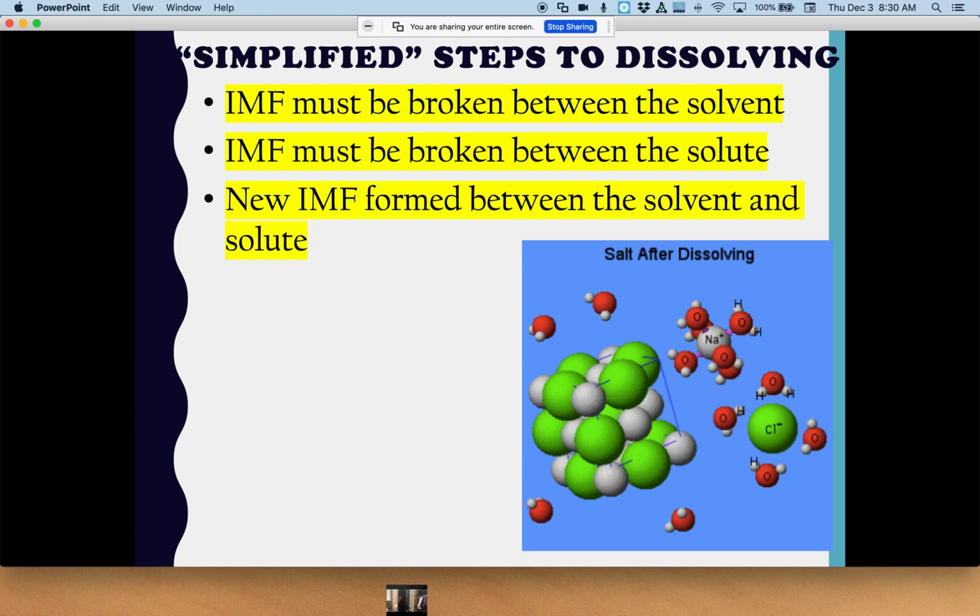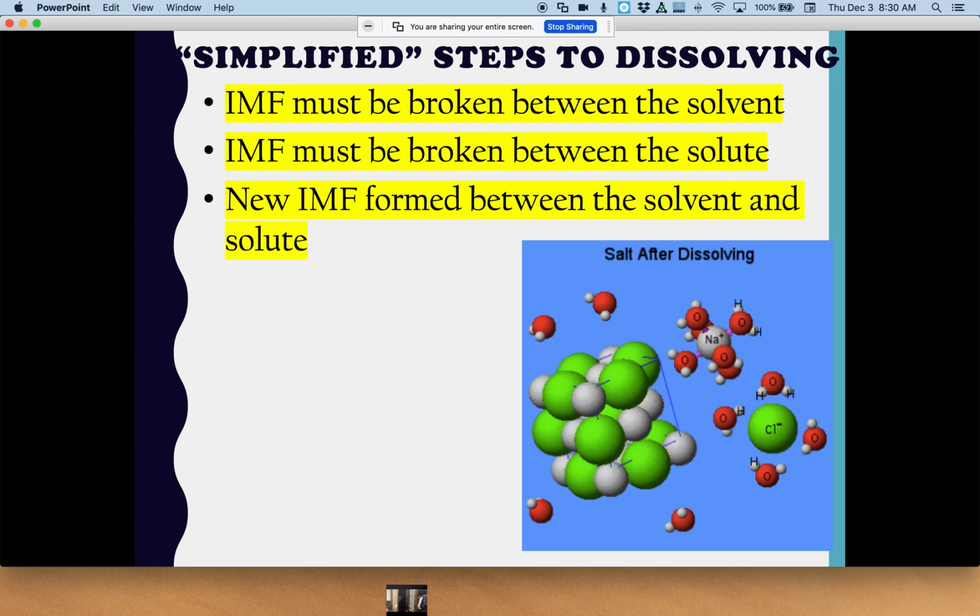So the intermolecular force, using this picture as an example, the salt, the sodium and chlorine ions, need to have their attraction to each other broken. The attraction between the water molecules that they have for themselves needs to be broken. And then a new intermolecular force, a new attraction, needs to happen between the water and the salt.